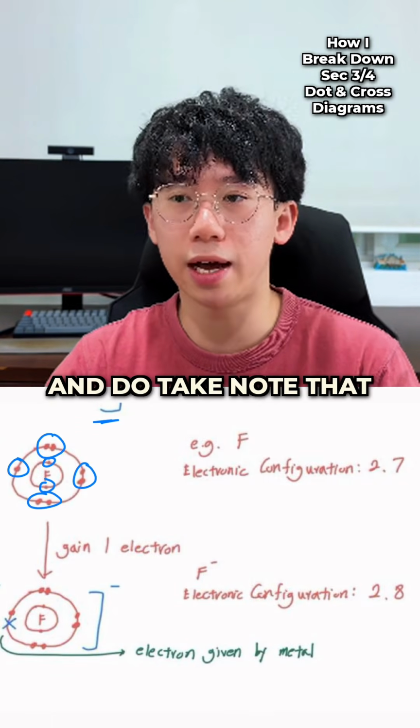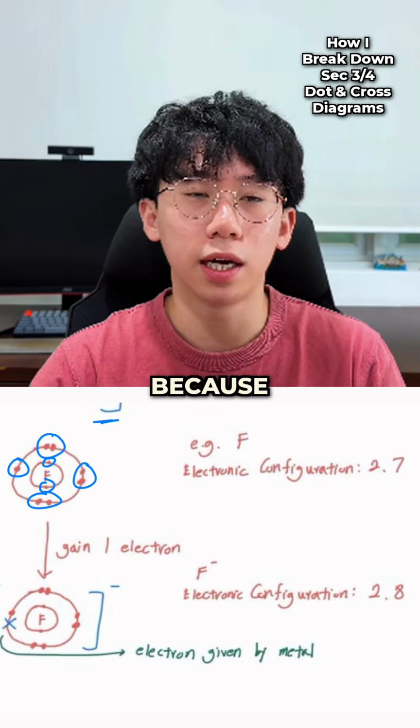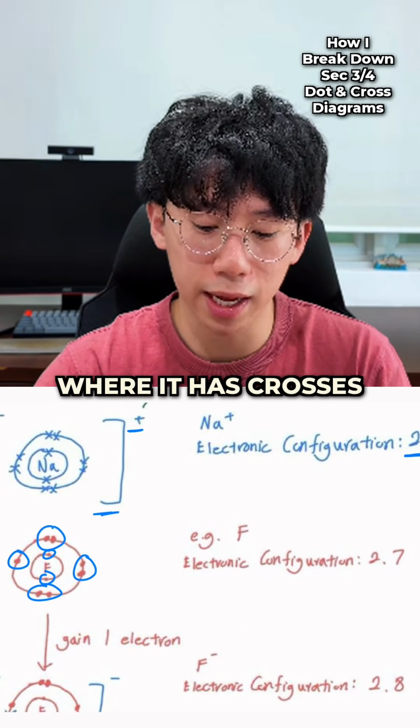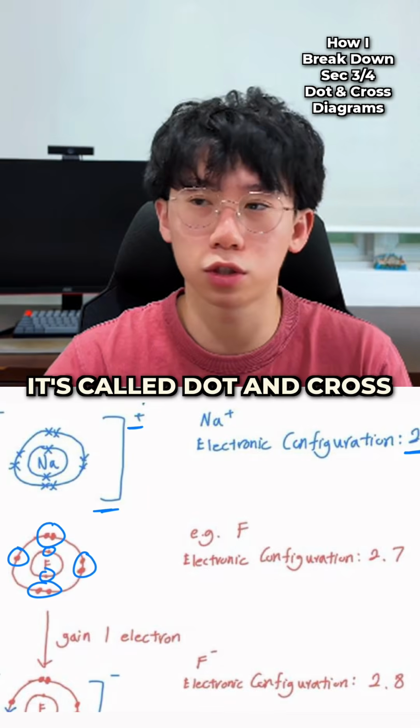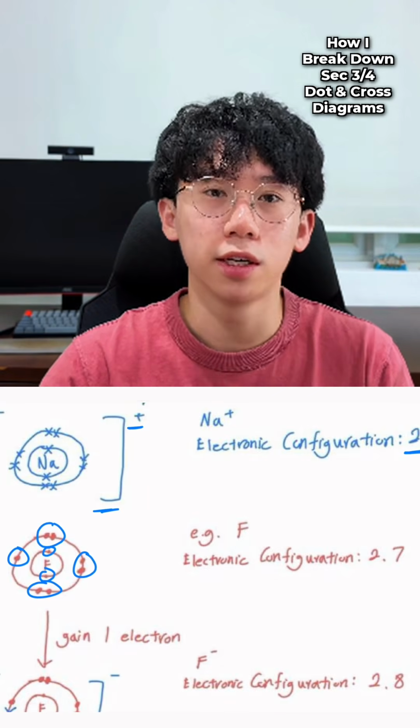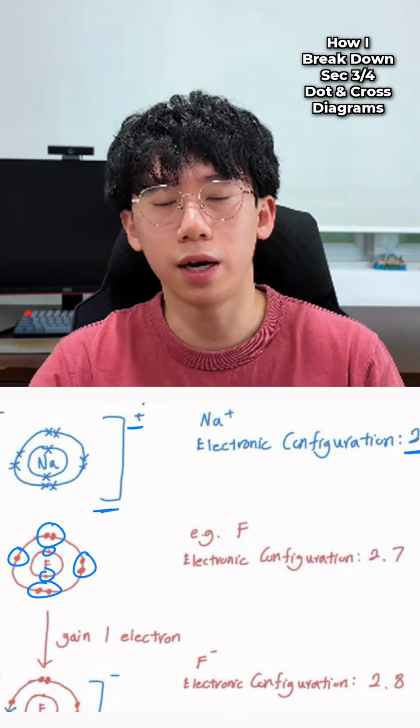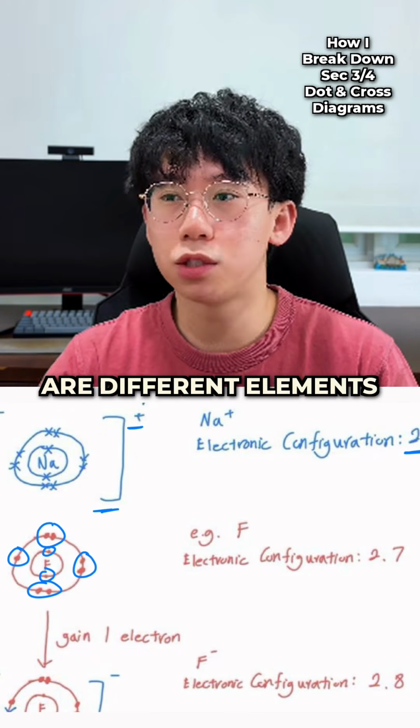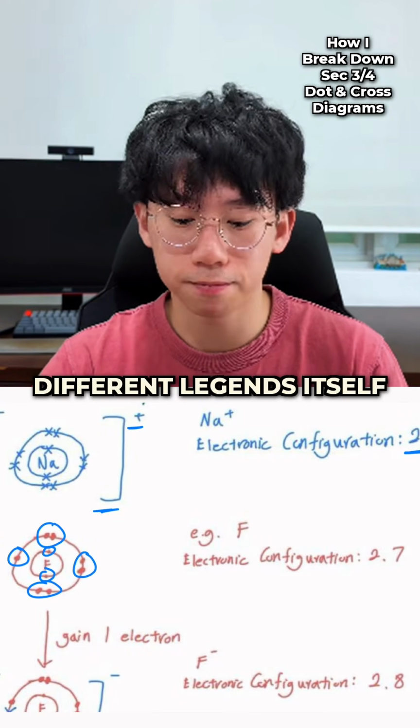And do take note that I've used a circle instead because it will be different from sodium where it has crosses, right? It's called dot and cross, so generally it will be a difference of circles and crosses, right? And because they are different elements, we use the different legends itself.